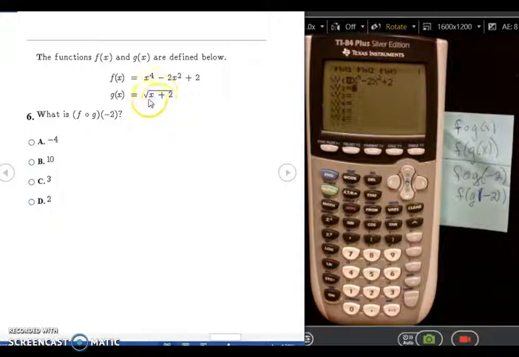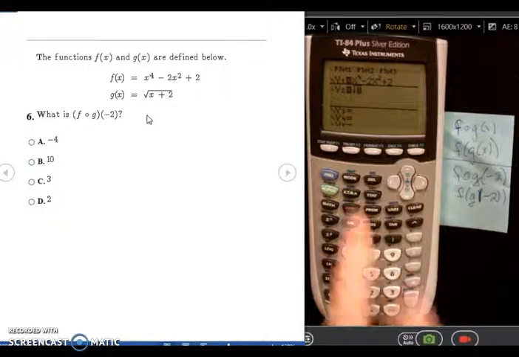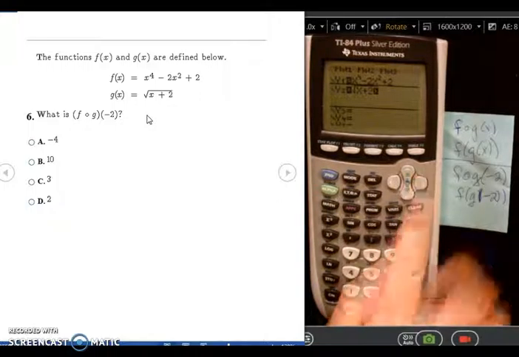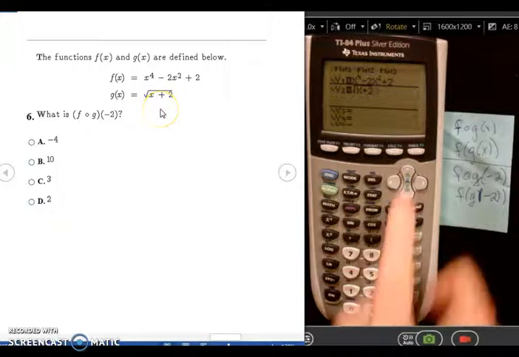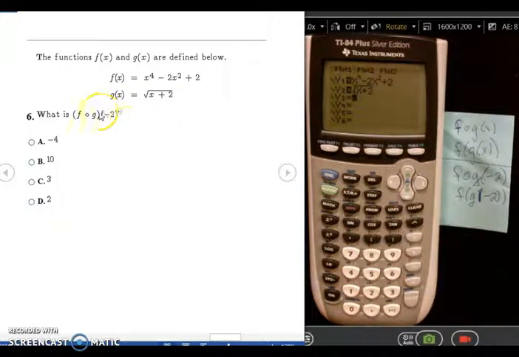And then I'm going to put g of x into y2, so second square root. The square root button's above the squared. And then x plus 2, right arrow out. And there I have g of x in there. So now I just have to tell y3 to be the composition, because that's what I'm going to actually be using.